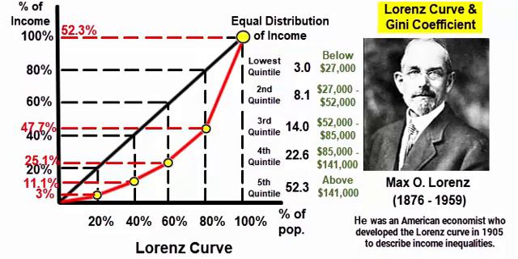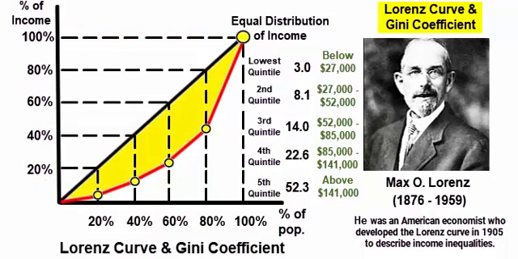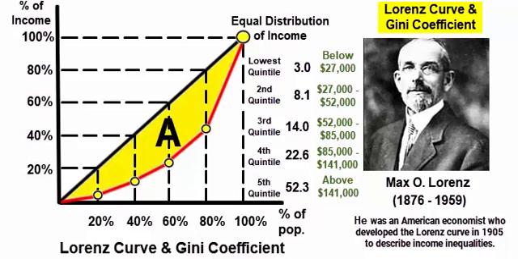You can now compare the difference between the equal distribution of income and the unequal distribution of income. By shading in the entire area labeled A between these two lines, you can observe the degree of income or wealth inequality, which is called the Gini coefficient.